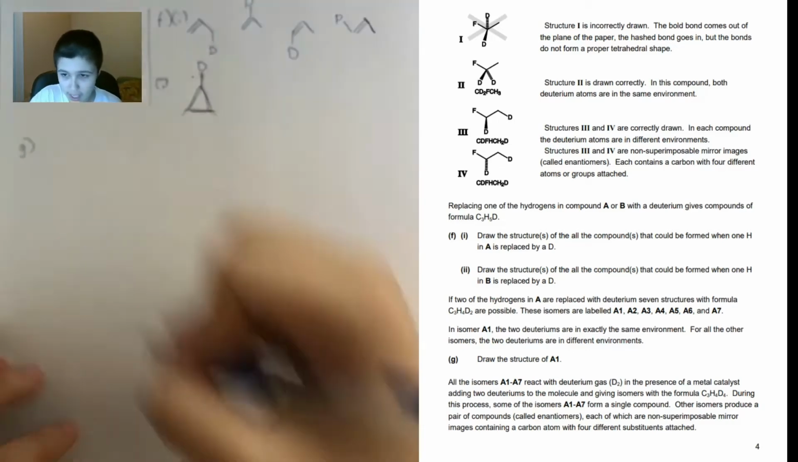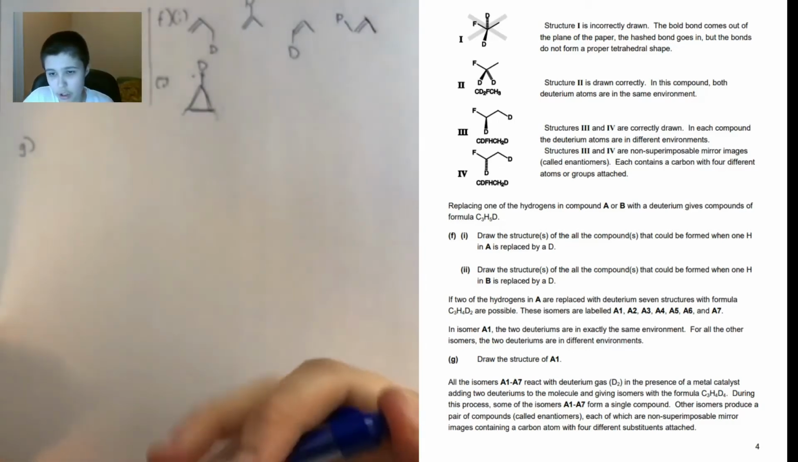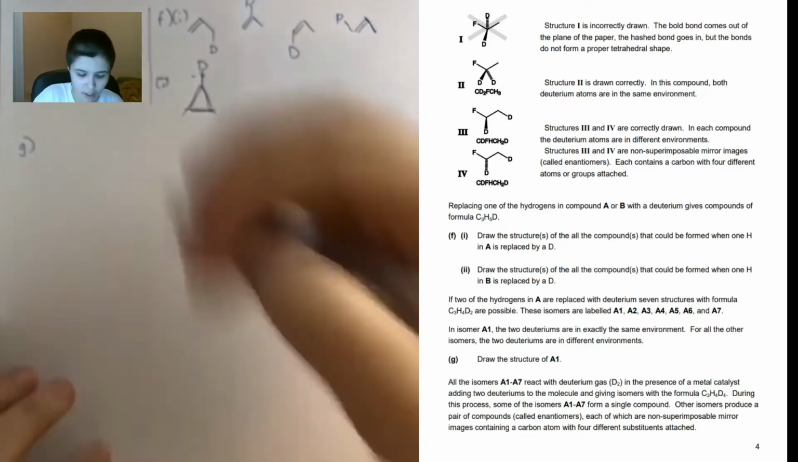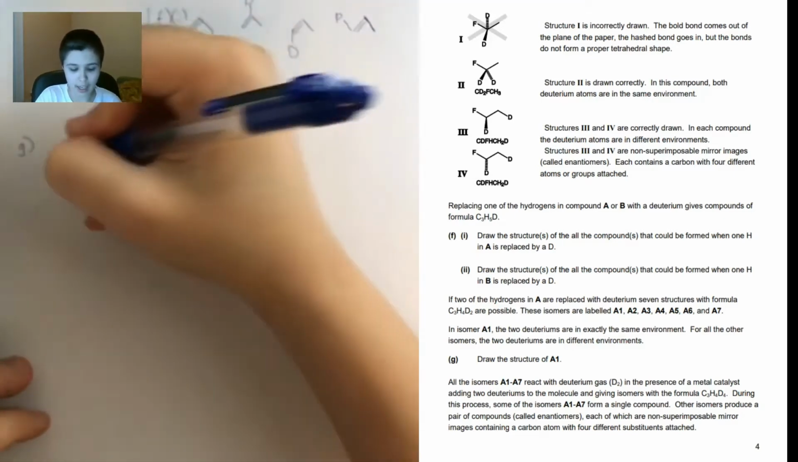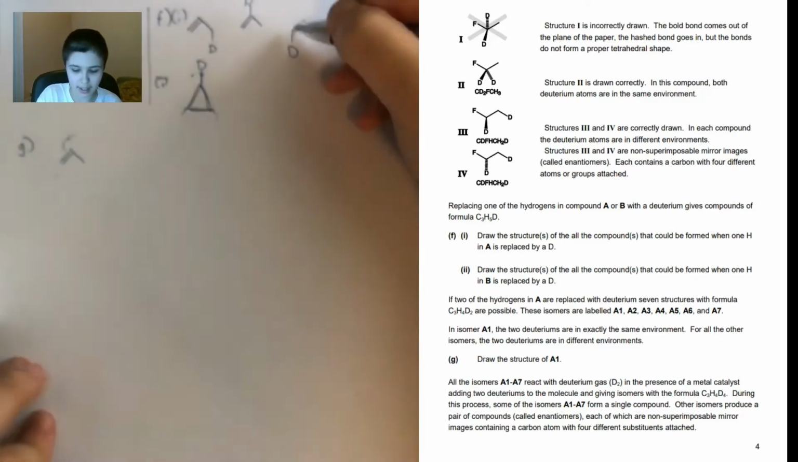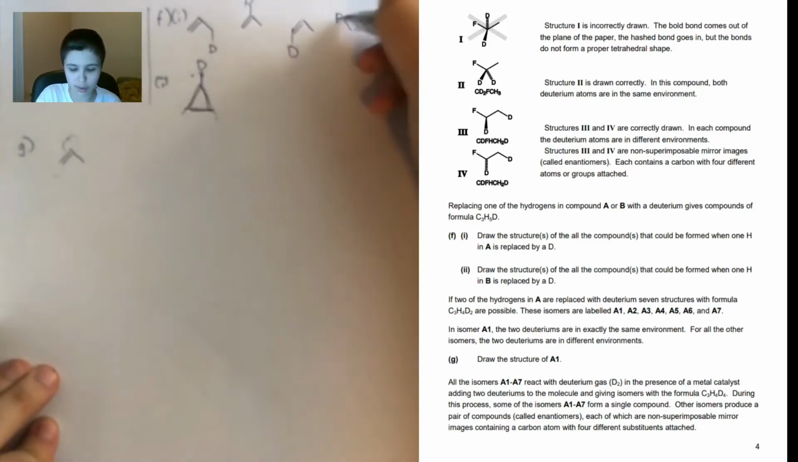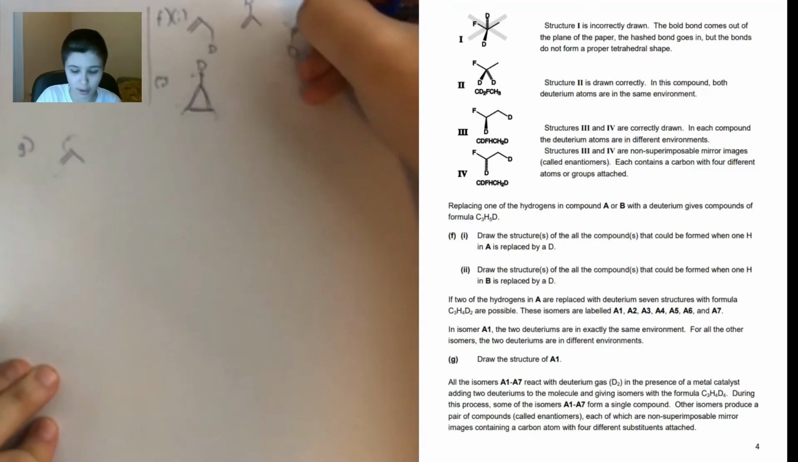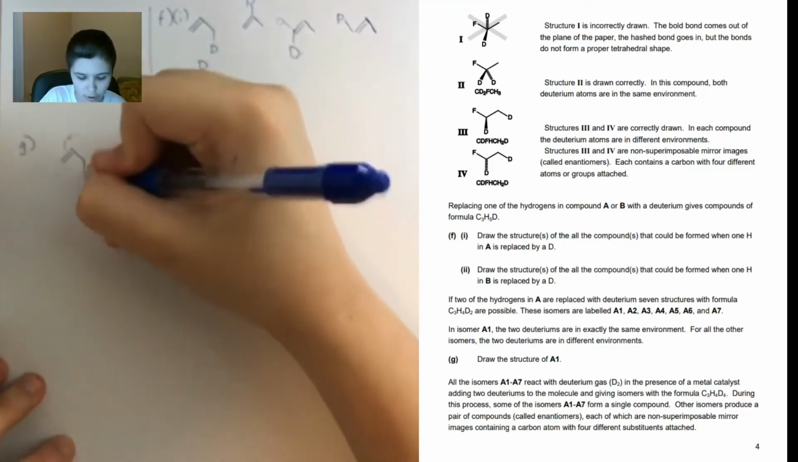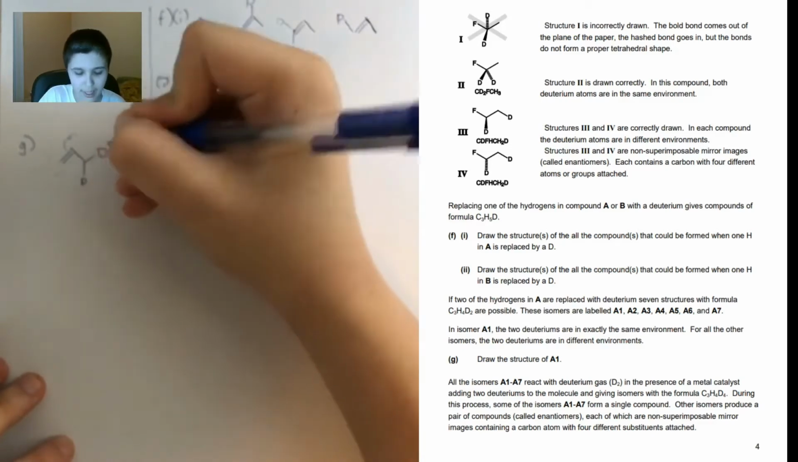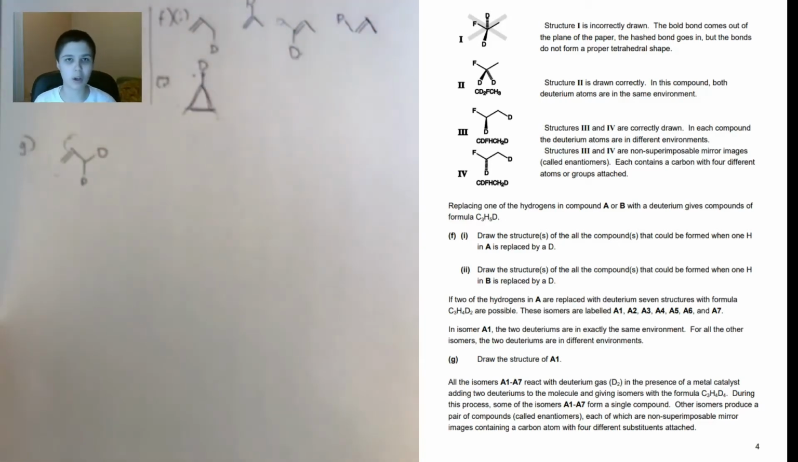Looking at G, the deuteriums are in exactly the same environment, and there are 2 of them. Here we can only add 1, and here, as discussed earlier, these 2 deuteriums are going to be in different environments if they're on the same one, because the bond can't rotate. If the 2 deuteriums were on different carbon atoms, then obviously they'd be in different environments.